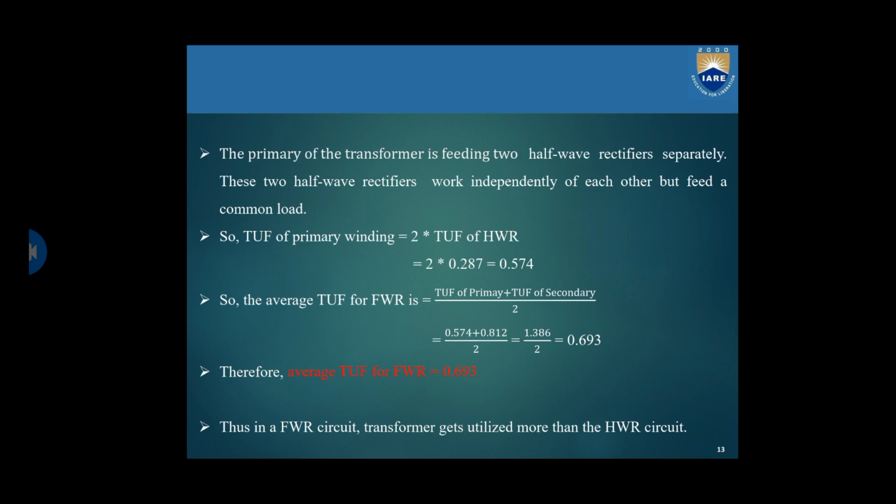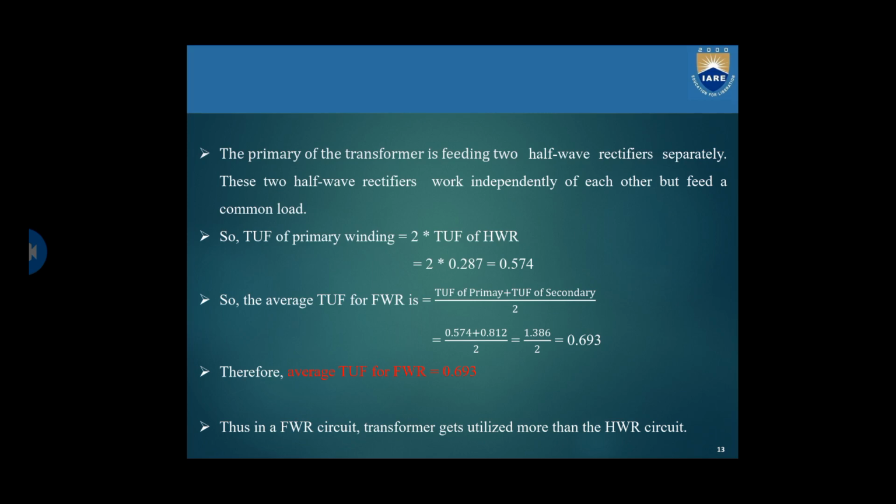So the average TUF of the full wave rectifier is TUF of primary plus TUF of secondary divided by 2, which is 0.574 plus 0.812 divided by 2, which gives 1.386 divided by 2. It's almost equal to 0.693. Therefore, the average TUF of the full wave rectifier is equal to 0.693.